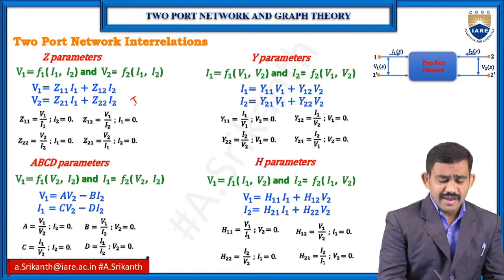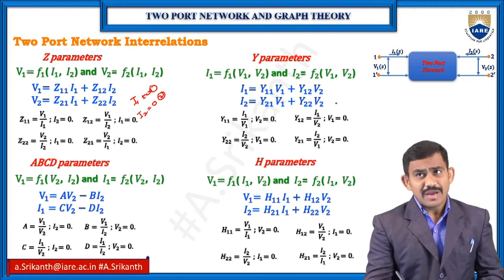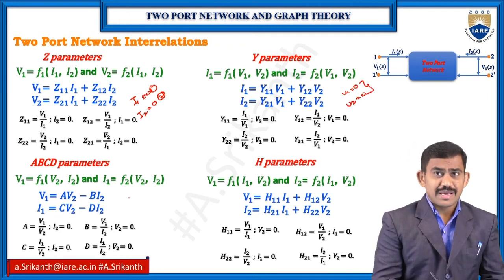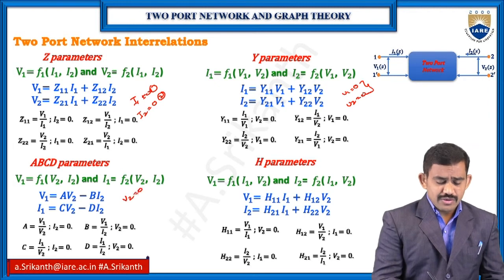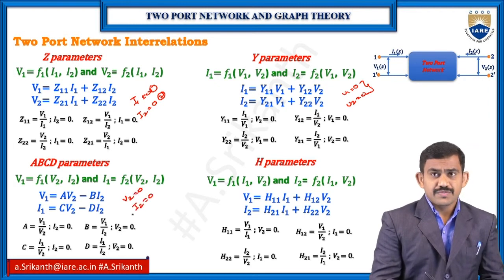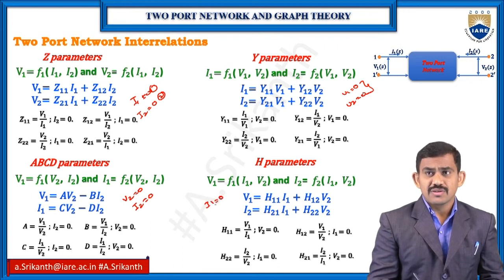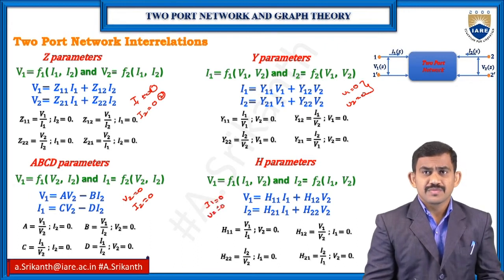So here we have I1 equal 0 as one condition, I2 equal 0 as the second condition. And coming to Y parameters, V1 equal 0 and V2 equal 0. And coming to ABCD parameters, V2 equal 0 and I2 equal 0. And coming to H parameters, we have I1 equal to 0 and V2 equal 0.